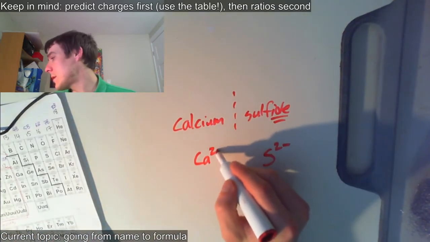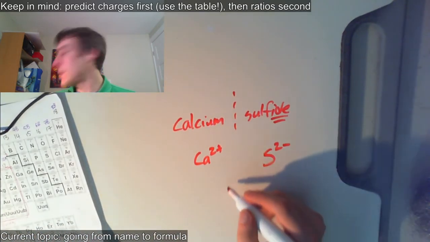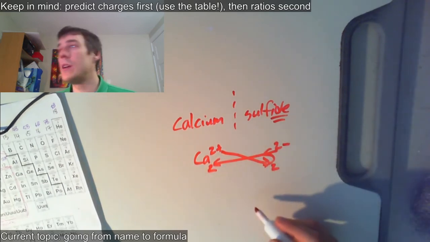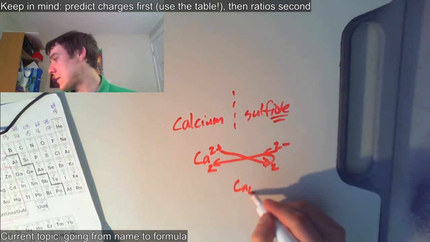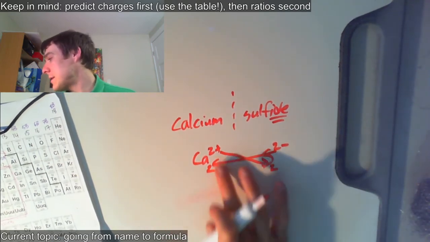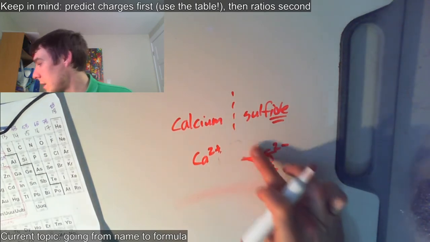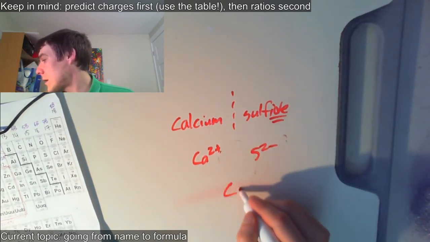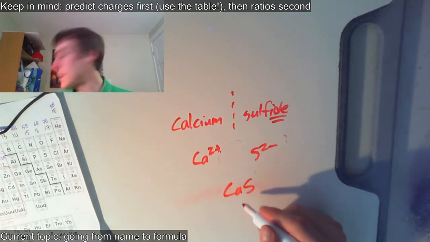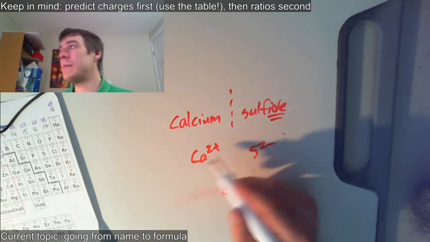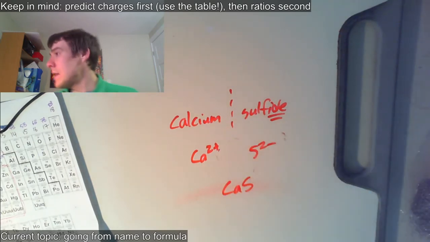That's 2 plus. And then of course crisscross would lead you astray here, right? It would be a 2 and a 2. But it's not Ca2S2. It is not that. It is simply CaS. Because you just need 1 and 1, because that evens out the charges. So that's going from name to formula.